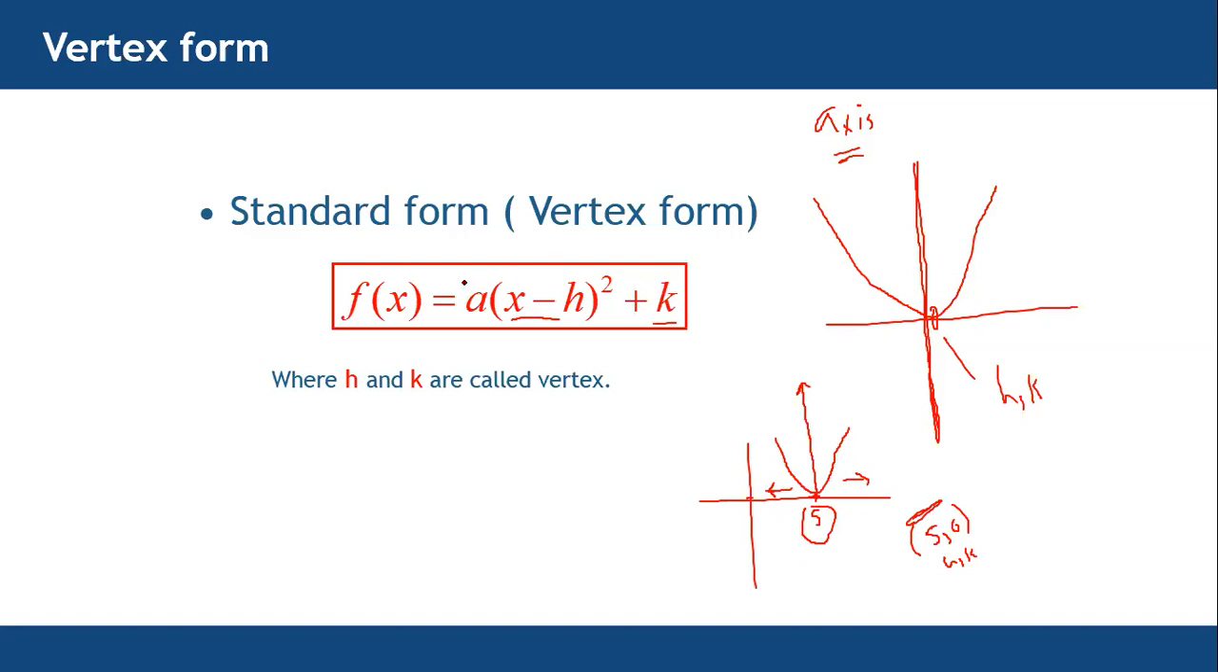Here A is, you can say, the slope of the quadratic function. A is positive or A is negative. When A is positive, it will open upward, like the first one and second one. But when A is negative, the parabola opens downward.